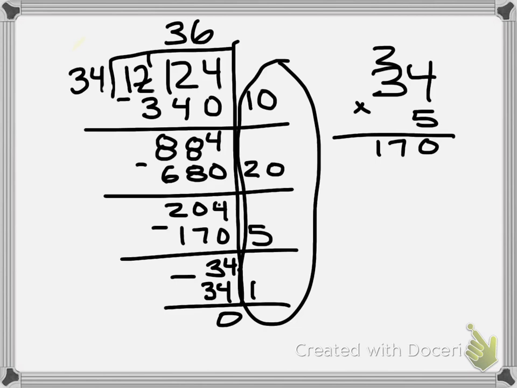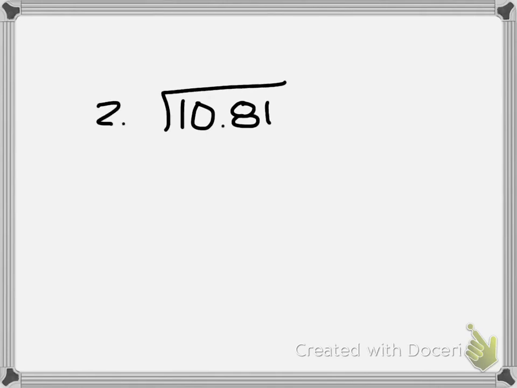All right, let's do one more, you guys. This time, if you want to try it on your own, maybe pause it, come back and see if you got it figured out. That's great. Here we go. Our last problem that we're going to do today is 10 and 81 hundredths divided by 2 and 3 tenths. If you want to pause the video, try it on your own, go ahead and pause it now.